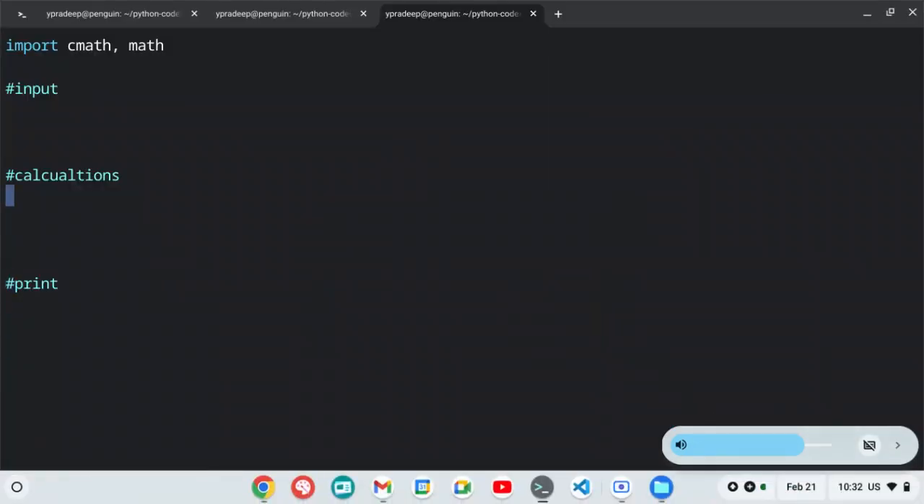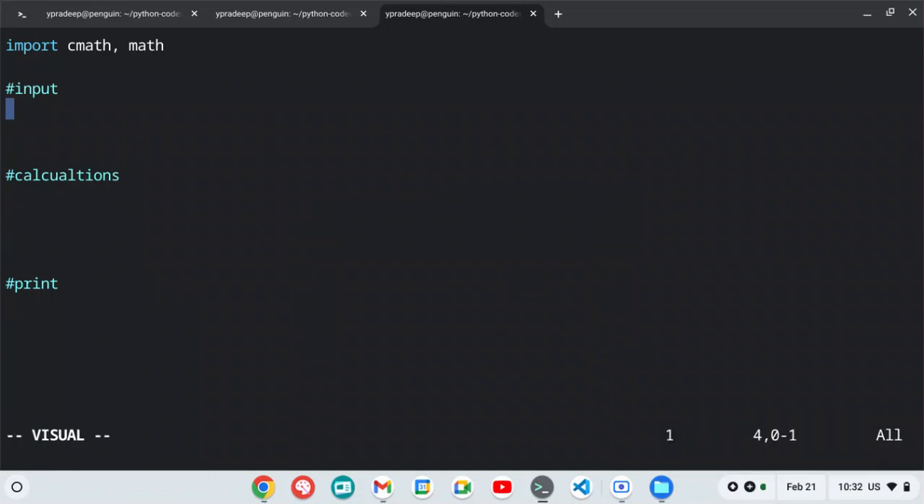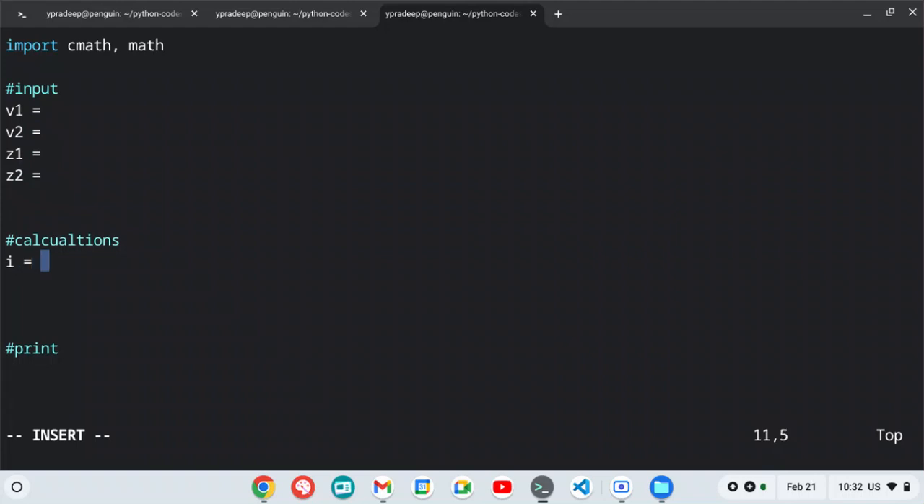So let us define the inputs. V1 equal to, V2 equal to, Z1 equal to, Z2 equal to. And once I define these things, under the calculations, I will get I equal to V by total impedance, so total voltage V1 plus V2 divided by Z1 plus Z2 will give me the total current. Let's label it as capital I.